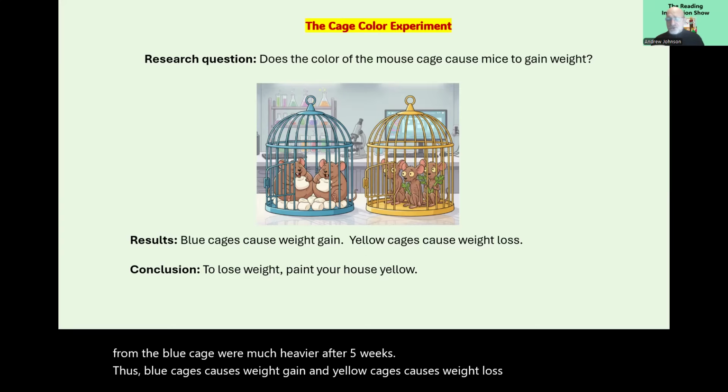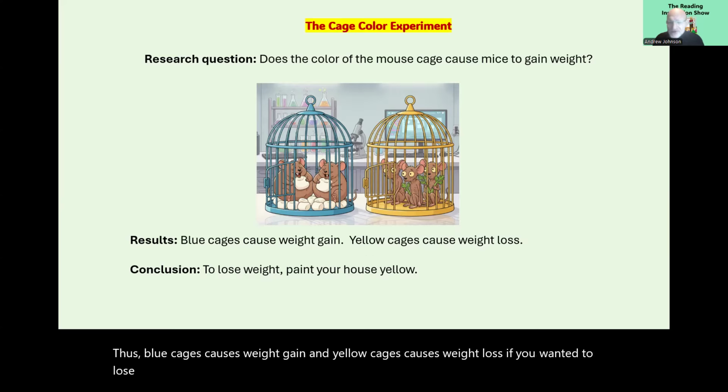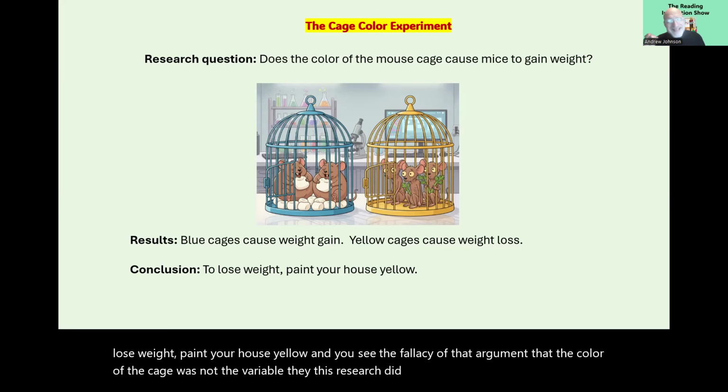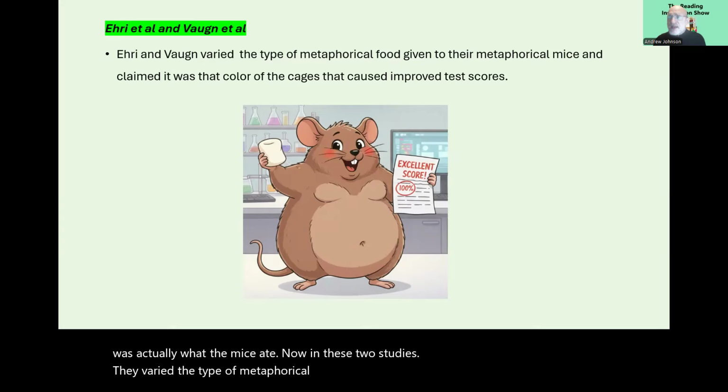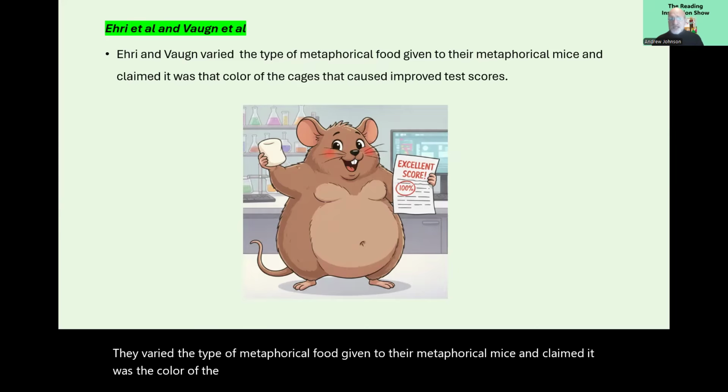If you wanted to lose weight, paint your house yellow. And you see the fallacy of that argument, that the color of the cage was not the variable. This research did not control for what the mice ate. It was actually what the mice ate. Now, in these 2 studies, they varied the type of metaphorical food given to their metaphorical mice and claimed it was the color of the cage that caused improved test scores.